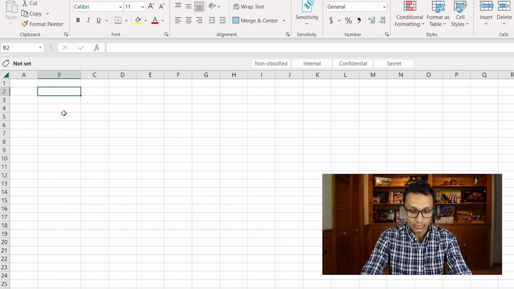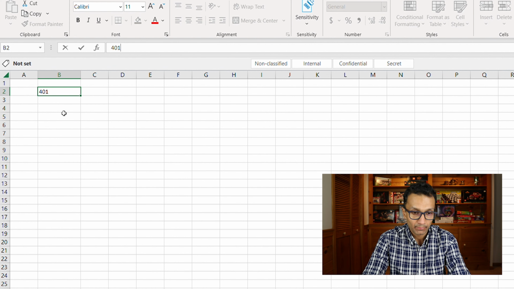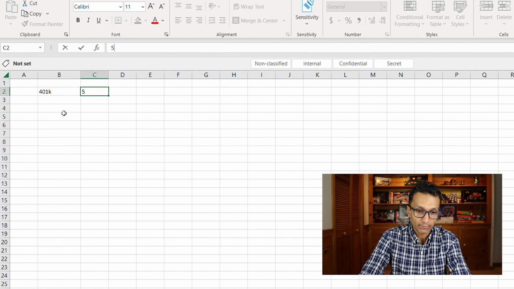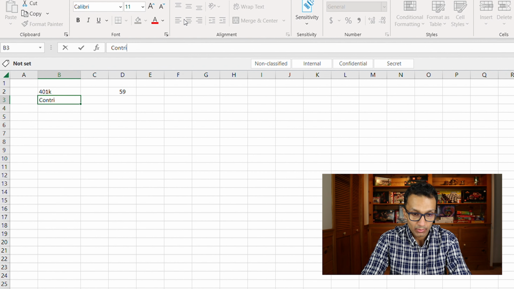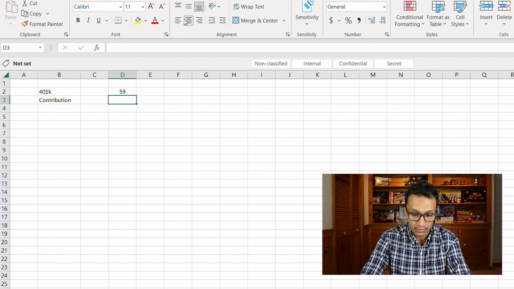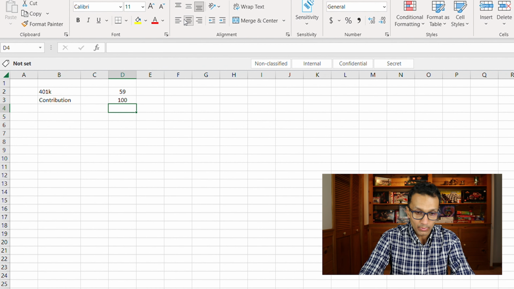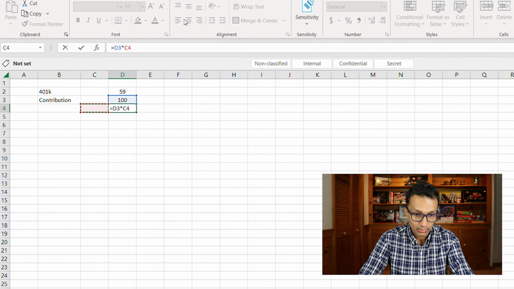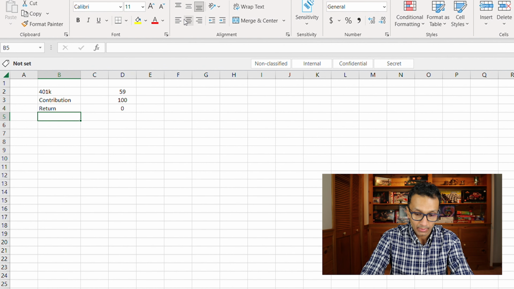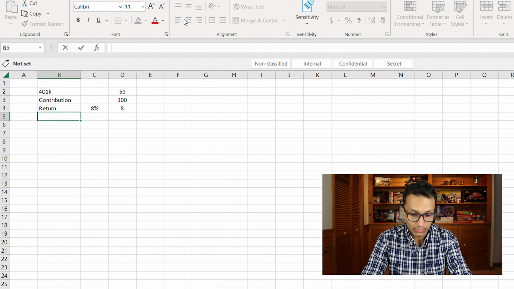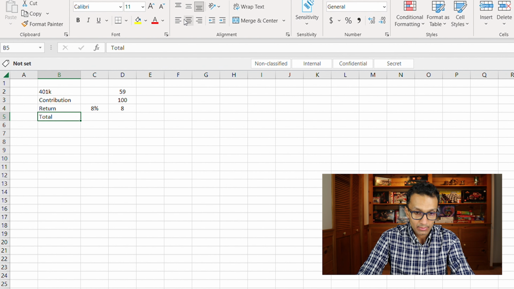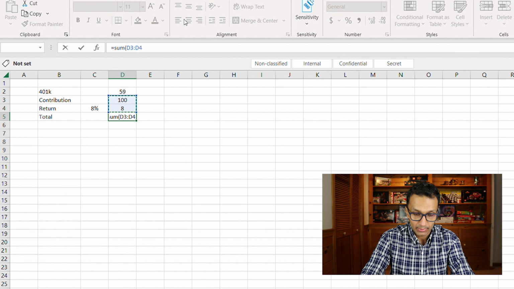So let's get going. Here, first, let's start with 401k. Let's say we are at the start of year 59, and at the end of year 59, we can take out our money. So our contribution at the start of age 59 is $100, and we earn a return on this $100 at an 8% rate. So the total money that we can withdraw is 108.